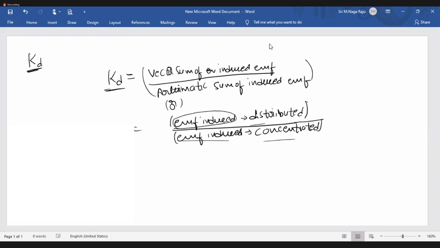Fine. So first, did you write this KD formula? Now put a small side heading: resultant EMF induced when the winding is distributed winding. When the winding is distributed, for that, write two points.